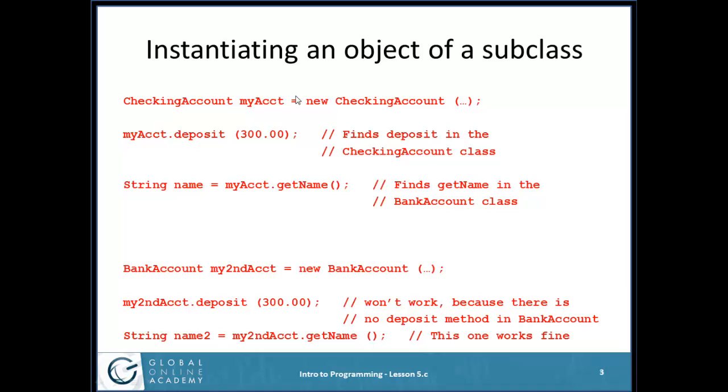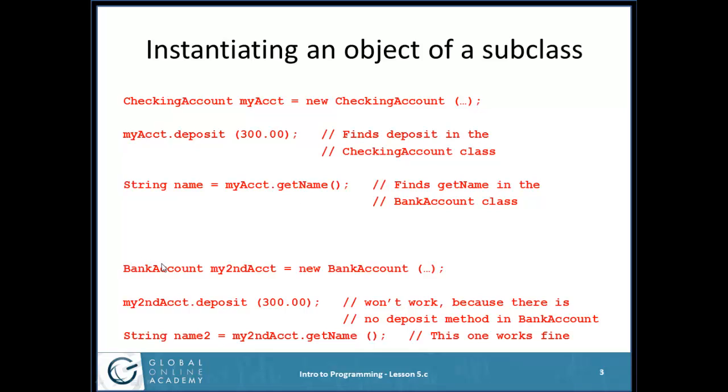So let's see what we do. I go myAccount.deposit($300), and it finds the deposit method in the CheckingAccount class. I do String name equals myAccount.getName(), and it finds the method getName. It happens to find it in the BankAccount class, but in the place where I'm calling it from, I don't need to know that. All I know is I've got a variable called myAccount that's a checking account, and a checking account can get its name.